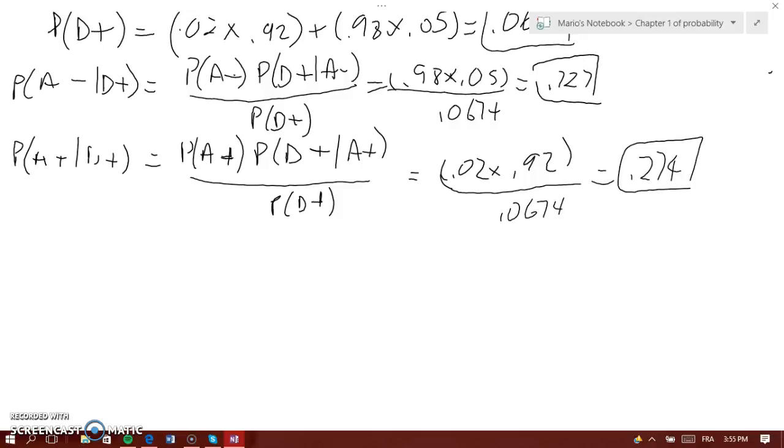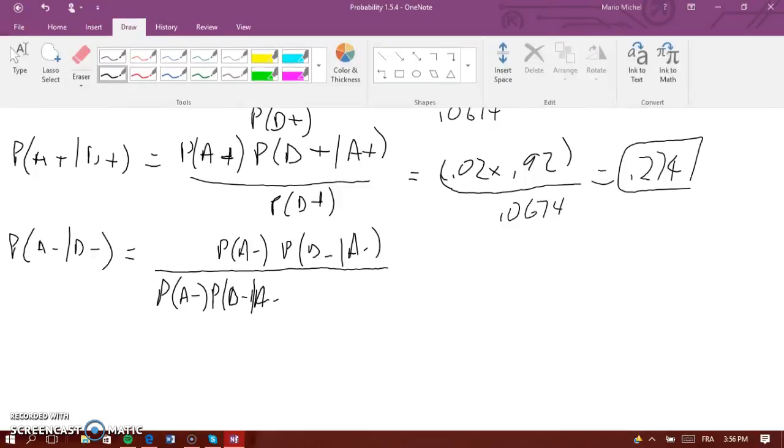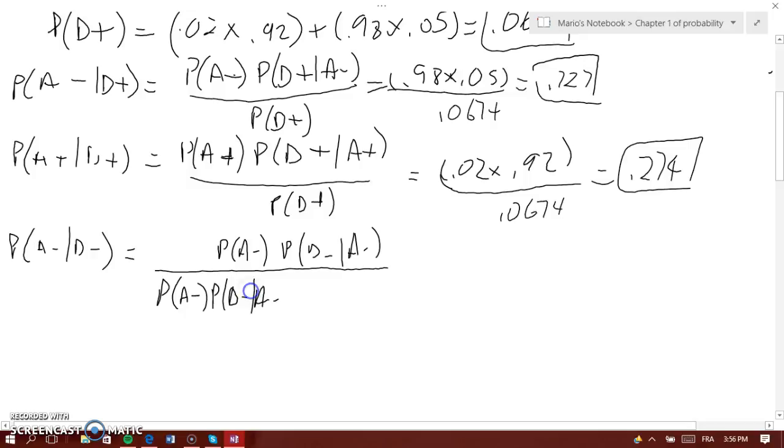Now in part C it says find PA negative given D negative, and that would equal to the probability that A is negative, probability that D negative given A negative over PD negative, and PD negative basically would be PA negative PD negative given A negative plus PA positive PD negative given A positive.